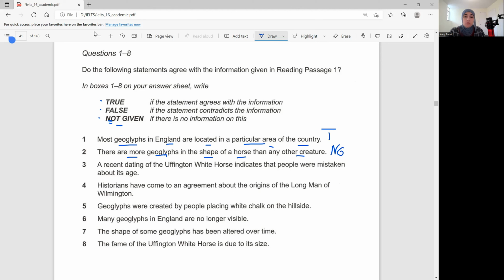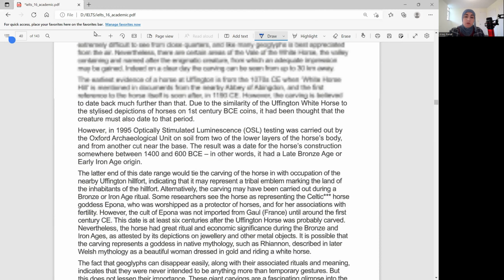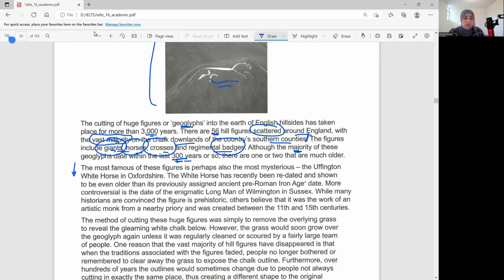All right, let's go to the next one, number 3. A recent dating of the Uffington White Horse indicates that people were mistaken about its age. A recent dating means deciding how old it is. We thought that it is that old, but it turned out to be a different age. So let's go back to the text again. Wherever we stopped, we proceed. So I need to find Uffington White Horse. And as a matter of fact, I actually saw it here, somewhere here.